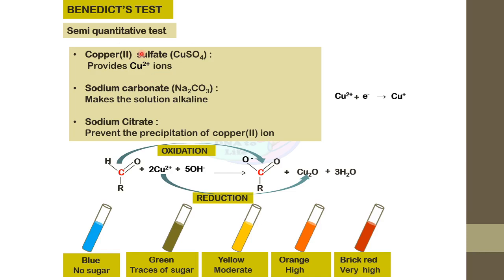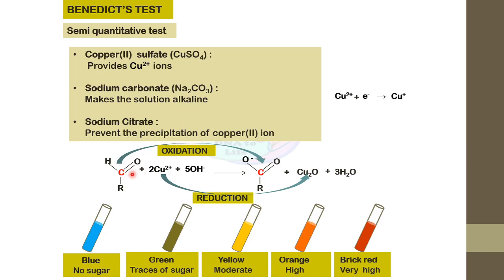Next one is the Benedict test. This is a semi-quantitative test. This is the Benedict reagent. It contains a solution of copper sulfate, which provides copper ions. The second is sodium carbonate, which makes the solution alkaline, and the third is sodium citrate. It prevents the precipitation of copper ion.